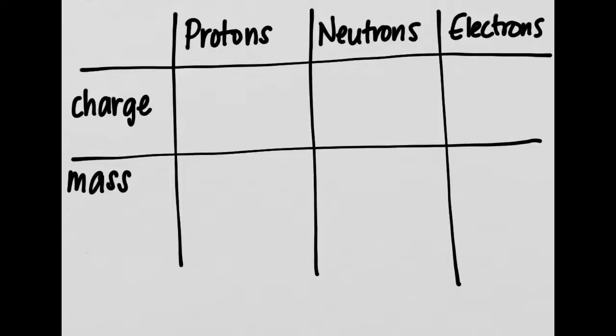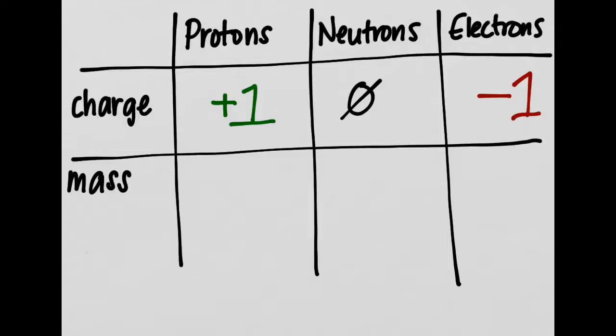So the first thing to think about is that the protons have a positive charge, neutrons do not have any charge, and electrons have a negative charge. The other thing that we'll notice is that electrons and protons have the same charge as each other, just in opposite values or directions. So we're going to label it -1 and +1.